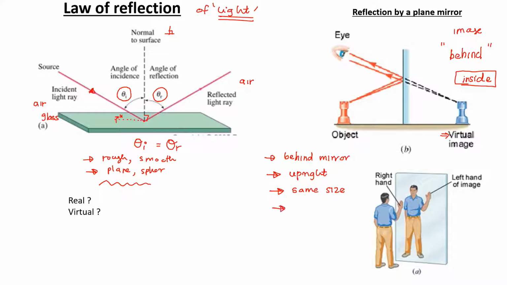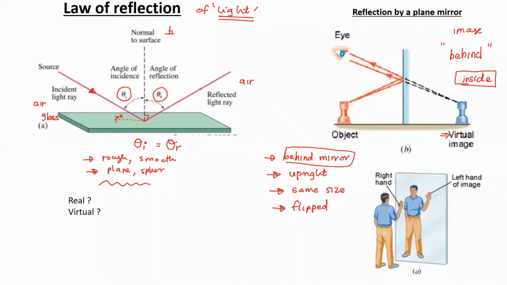What else? The other important thing is that it is flipped. If you raise your right hand and look at the mirror, the person in the mirror is really lifting the left hand. So it is flipped. This first point I wrote, behind the mirror, means our image is formed behind the mirror.